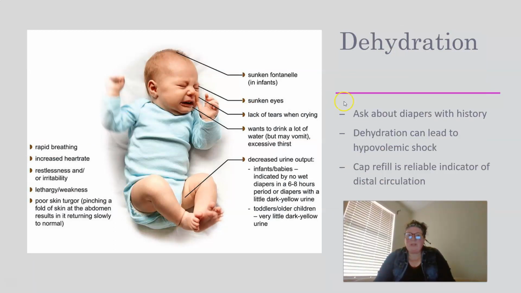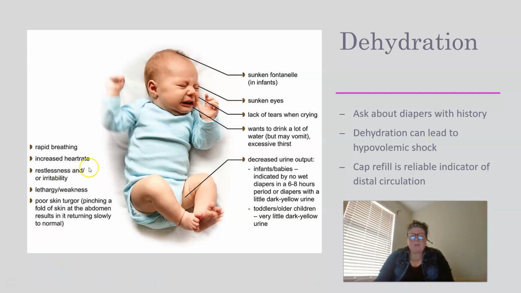Dehydration. Okay, so here are some specific signs of dehydration in infants. A sunken fontanelle. The fontanelle should be flat. If it's bulging, it could be a sign of increased intracranial pressure from a head injury or meningitis. But a sunken fontanelle in infants could be a sign of dehydration. When the eyes are sunken, when they're crying and there are no tears, they may be very thirsty. And then they don't have as much urine output. So we ask about diapers when we're collecting our history from parents.